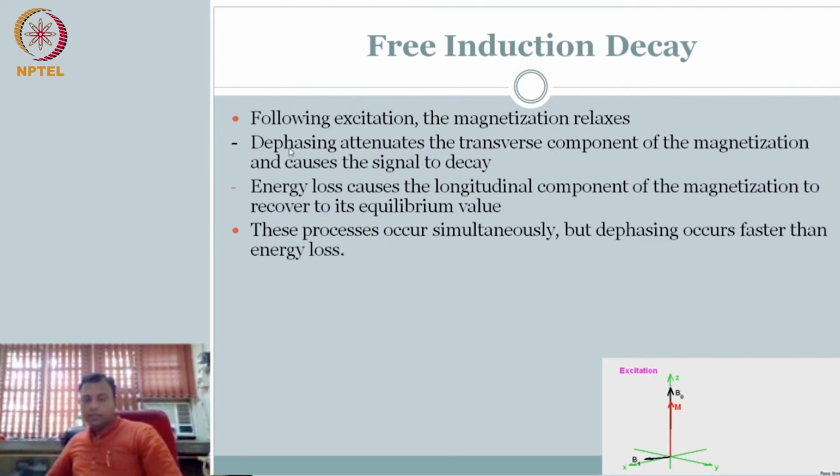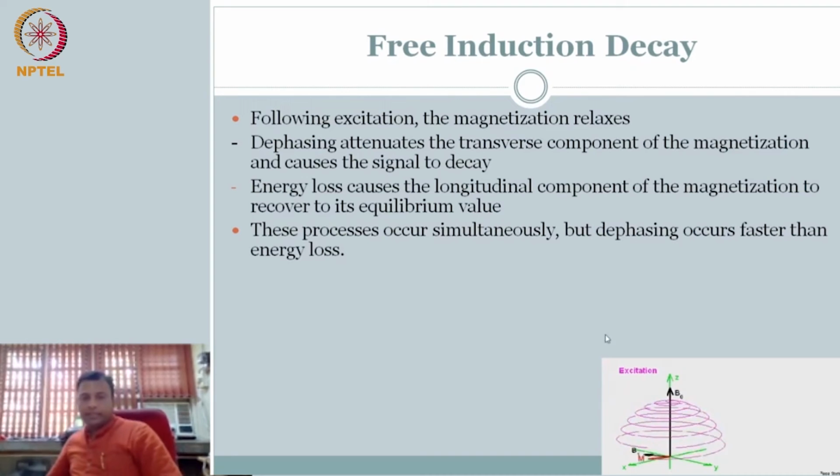So what happens here is dephasing. Initially you have the magnetization vector, and then it starts to relax. When it relaxes, dephases, means the transverse component is going down. Transverse signal is decaying. Energy loss causes the longitudinal component of magnetization to recover to the equilibrium value. Of course, you'll have to notice these are happening simultaneously. Dephasing is happening at the same time it is trying to go up due to other losses, right? So simultaneously this is happening, and therefore what you actually measure is going to be something like this.